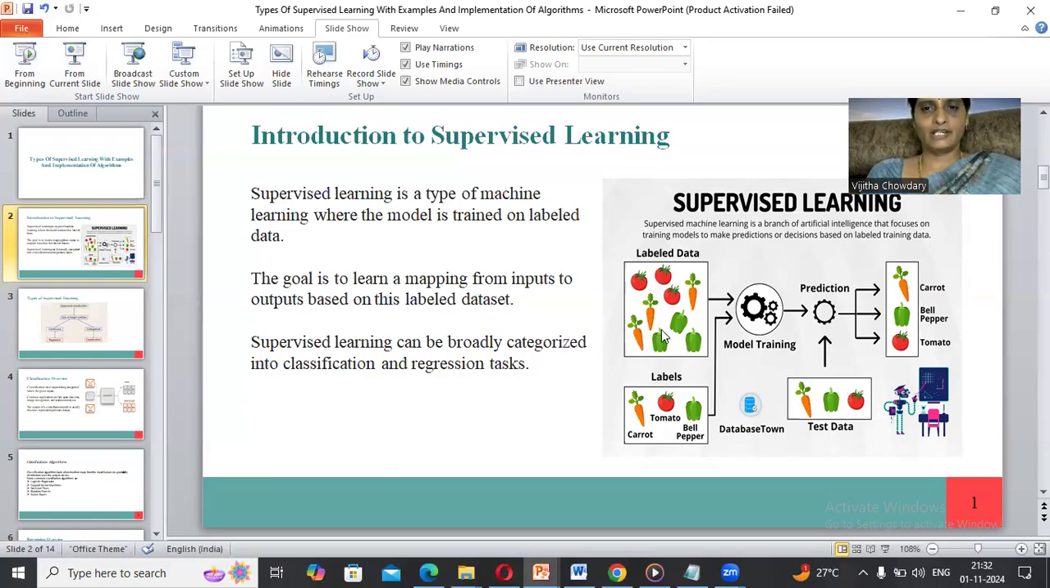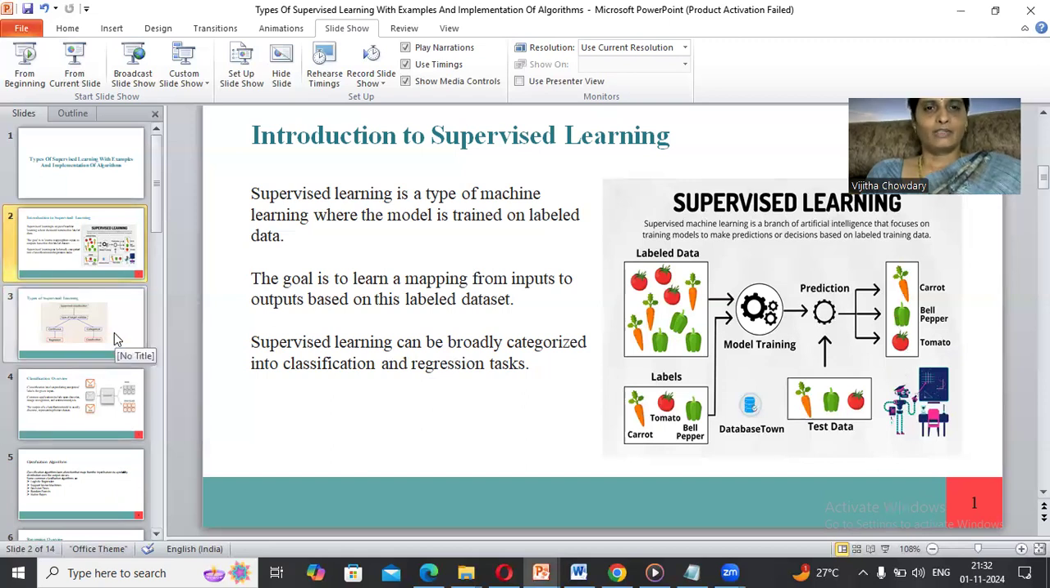Here the labeled data is apple, carrot and capsicum. The labeled data is classified by the labels. The labels are used to train the machine learning model. That machine learning algorithm can then predict the output, that is the target variable. So that is carrot, capsicum and tomato.